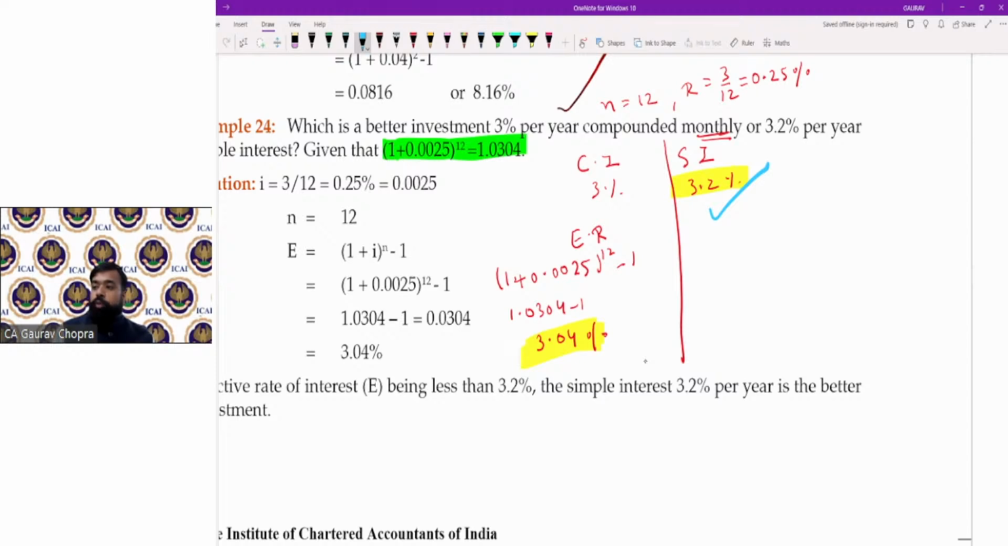Janvi says, thank you so much, sir, for making the math so easy for me. That's great.